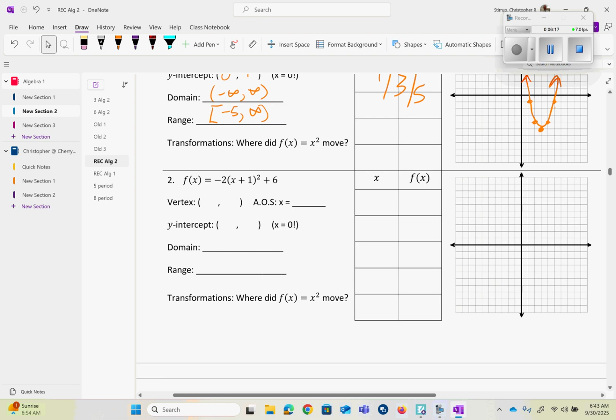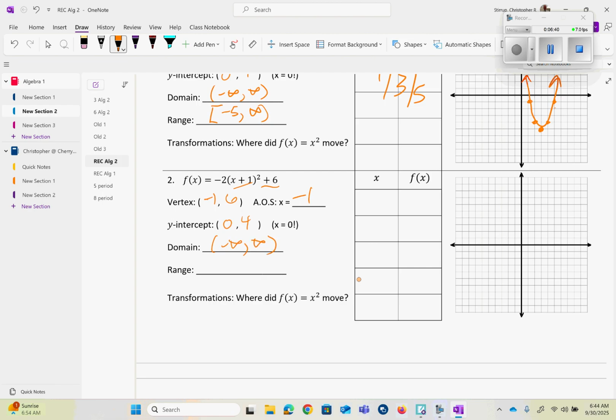All right, the vertex on this one is going to be opposite of this, so -1, same as this, 6. Axis of symmetry is going to be at x equals -1. The y-intercept, I'll plug 0 in. 0 plus 1 is 1. 1 squared is 1. 1 times -2 is -2. -2 plus 6 is 4. The domain, again, is going to go negative to positive infinity. This opens down, so it's going to go from negative infinity to the y component of the vertex, square bracket.